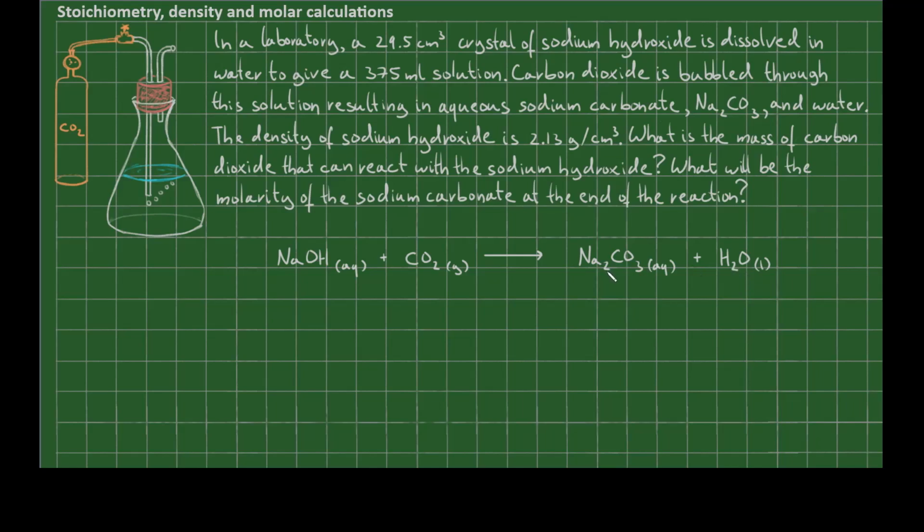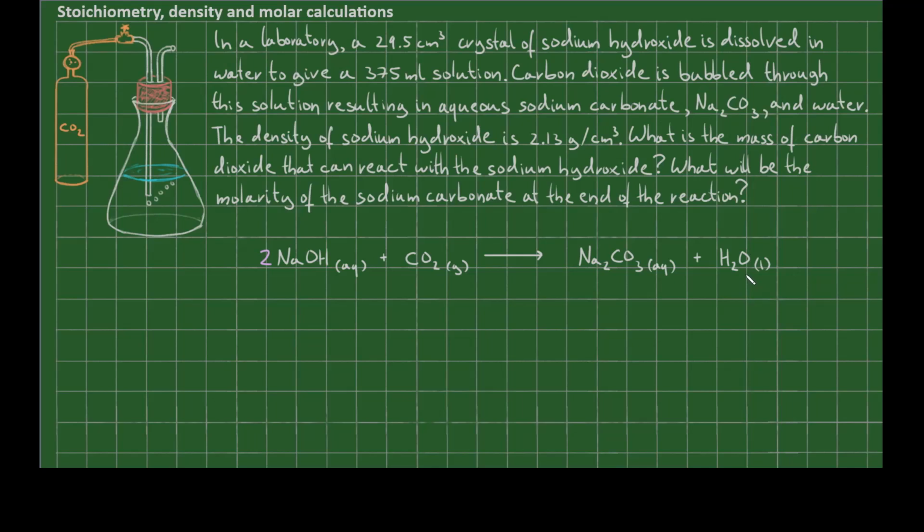On the product side, I have two sodiums, whereas on the reactant side, I have only one. So I'm going to write a coefficient in front of sodium hydroxide. Now I have two sodium atoms on the reactant side and two sodium atoms on the product side. What about carbons? Well, I have one on each side, so that is good. In terms of hydrogens, I have two hydrogens on the reactant side and two hydrogens on the product side. When it comes to oxygens, there are 4 oxygens on the reactant side and 4 oxygens on the product side. So now everything is balanced.